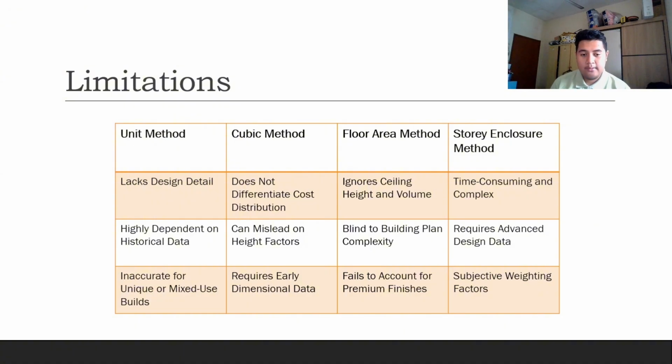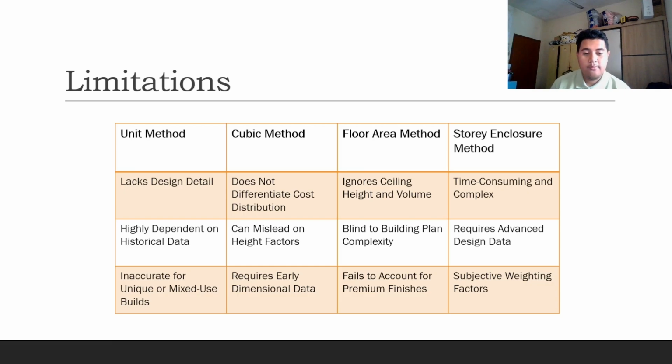As for the cubic method, it does not differentiate cost distribution, meaning a cube of expensive office space is treated similarly to an empty plant room. It can easily mislead estimators on height factors and requires precise early dimensional data to be of any real use.